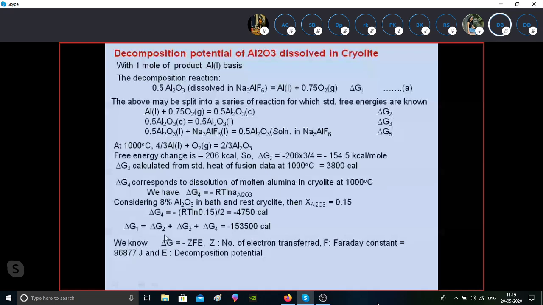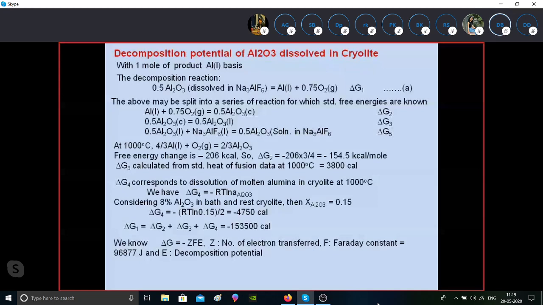Z is the number of electron transfer. What is the number of electron transfer? What is the valency of aluminium? In Al2O3, it is 3. So Z is equal to 3. F is equal to this value. Only E is unknown. So my decomposition potential is nothing but this.